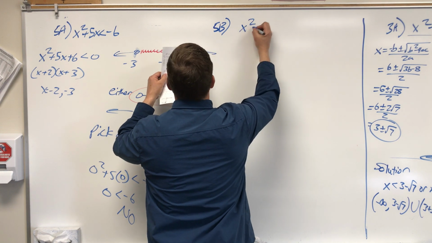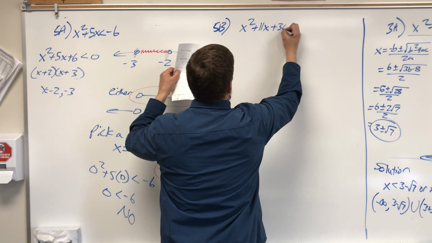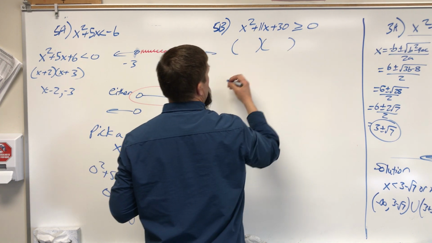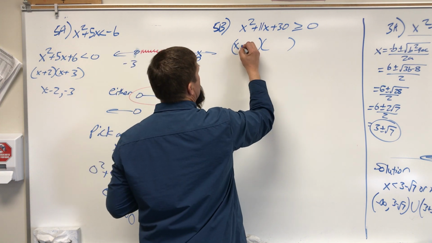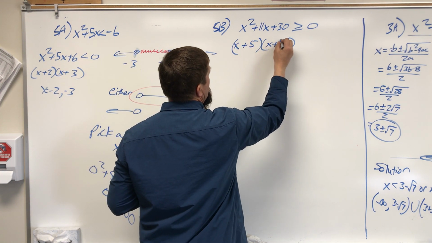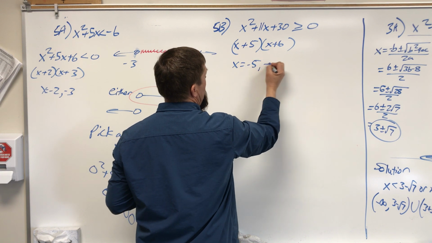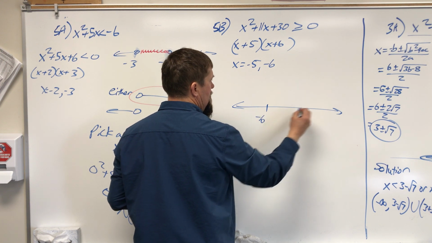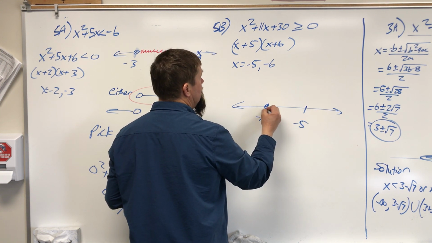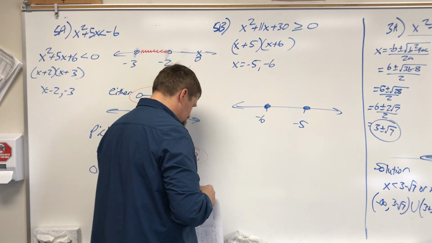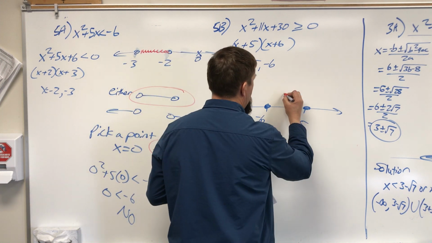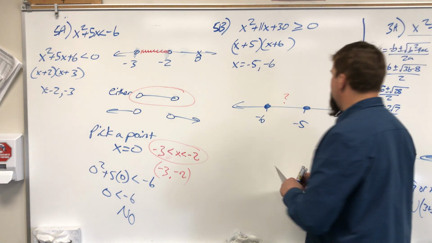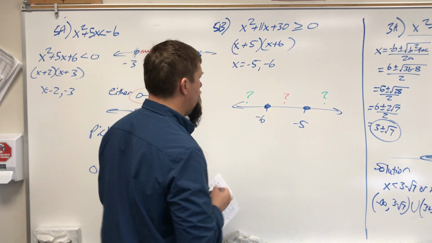Okay, so x squared plus 11x plus 30 is greater than or equal to 0. Again, we're going to use factoring because it does factor. (x plus 5)(x plus 6), x equals negative 5 and negative 6. So again, I'm picturing in my head, here's negative 6, here's negative 5, solid dots. Is it between, or is it on the outsides of these? It's one or the other.